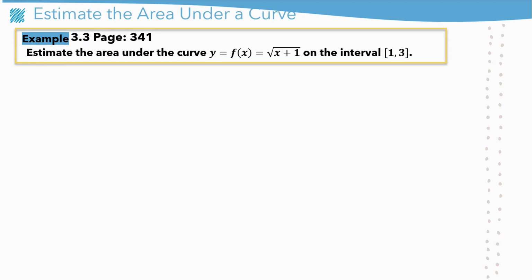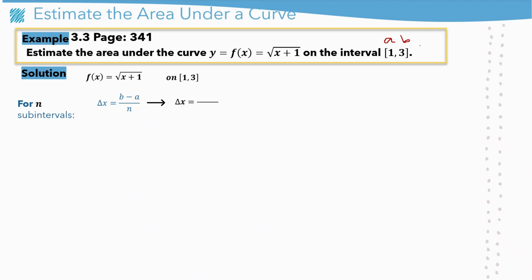Let's try this question. Please pause the video, try it yourself and comment your answer. Let's identify our a and b. What is your a? a is 1 and b is 3. n we will maintain it as n. At the last we will be applying some large value. So let's find delta x using the formula b minus a over n.